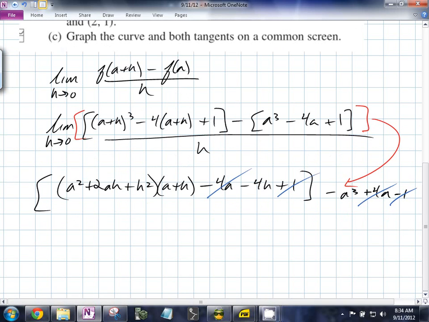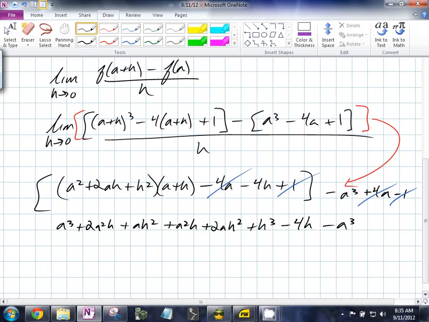You end up with a cubed plus 2a squared h plus ah squared plus a squared h plus 2ah squared plus h cubed minus 4h minus a cubed. Now what do you do? Give me 2 words. You are going to combine like terms. Thank you.